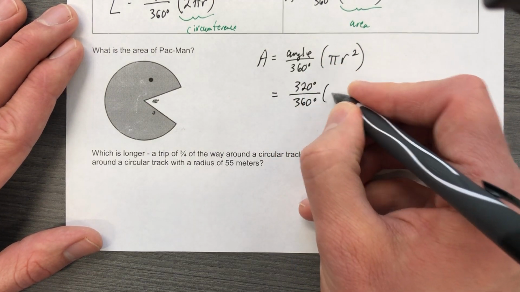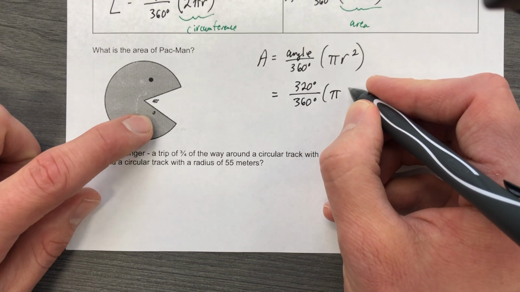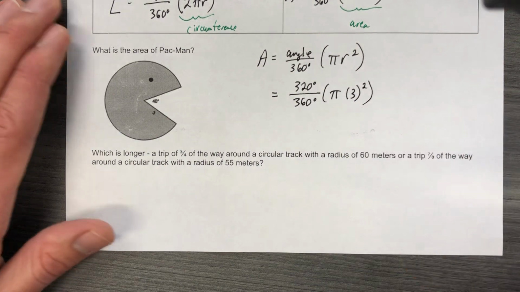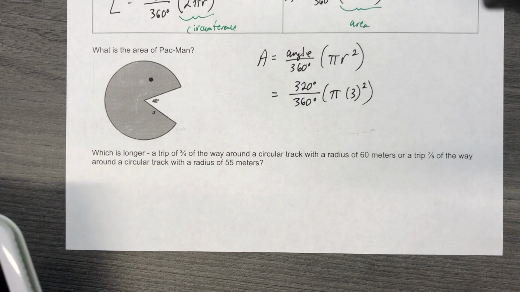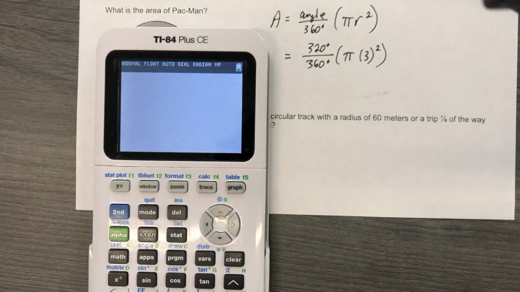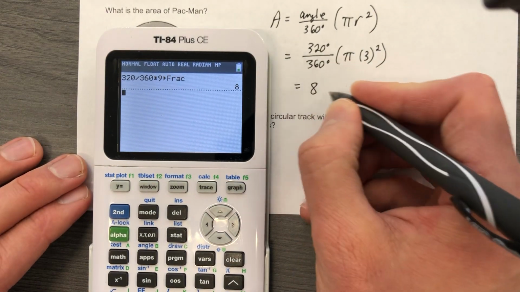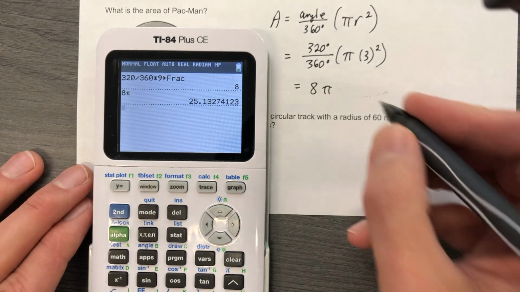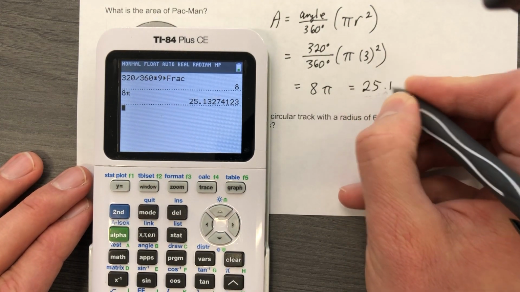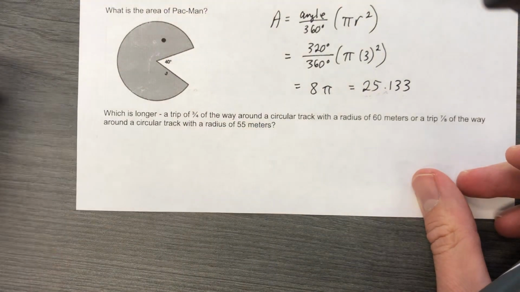And then we'll multiply that by pi times the radius, which is 3. They don't give us units on that, inches, centimeters, whatever. Clearly not pixels. Now, sometimes they may ask us to put our answer in terms of pi, which I'm about to do. So we're going to do 320 divided by 360, and we're going to multiply by 9, 3 squared. Let's turn that into a fraction. Well, no fraction necessary. That would be 8 pi. So this would be 8 pi square units of whatever, because it's area. We could also multiply 8 by pi, and we would get 25.133 if you want to round it there. Okay, so that was the area.